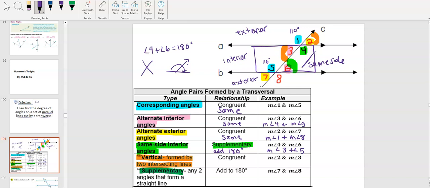So same side interior angles are supplementary. Other angles that are supplementary would be like 7 and 8, because if you notice, they make a straight line. 5 and 6 are supplementary. 3 and 4, 1 and 2. 2 and 4, 1 and 3. 6 and 8, 5 and 7. All of these are supplementary. They add to 180 degrees as long as they form a straight line.